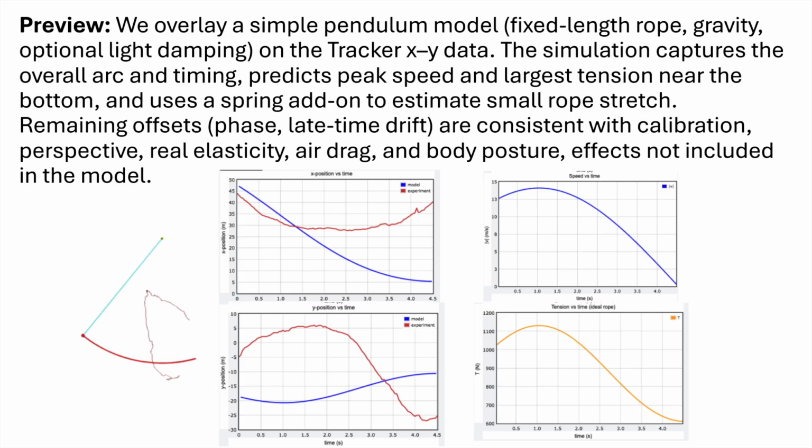We overlay a simple pendulum model, fixed length rope, gravity, optional light damping, on the Tracker XY data. The simulation captures the overall arc and timing, predicts peak speed and largest tension near the bottom, and uses a spring add-on to estimate small rope stretch. Remaining offsets, phase, and late time drift are consistent with calibration, perspective, real elasticity, air drag, and body posture, effects not included in the model. These are some of the graphs that are a result of our GlowScript code computation.